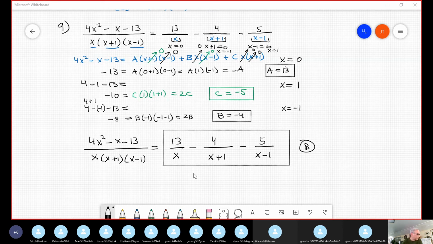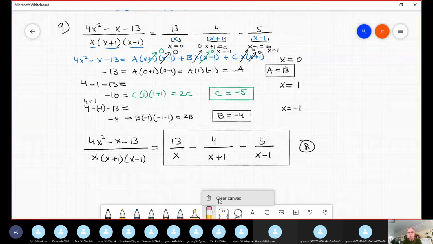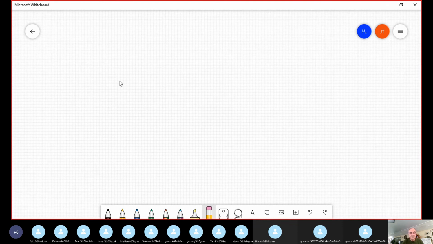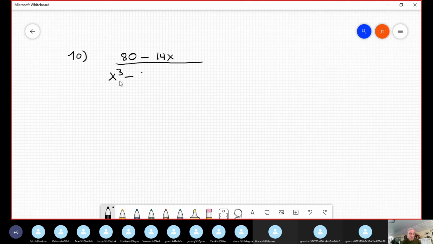Okay, let's move on to number 10. Number 10 is very, very interesting. Everyone follow me? Everyone understand? Okay. Number 10 is 80 minus 14x divided by x cubed minus 8x squared plus 16x.